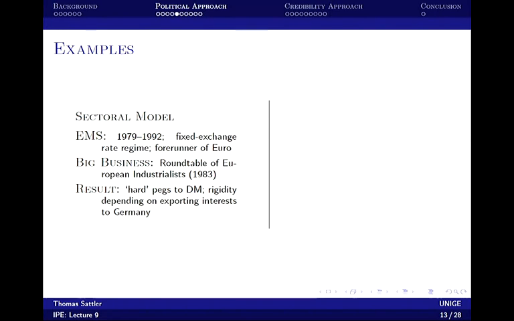We're going to see really hard pegs to the German mark in those countries that had big exporting interests to Germany. So that's Denmark, that's Belgium, and that's the Netherlands. They were those who kept that system most stable, right? They didn't devalue at all. Then we had the intermediate countries like France, for instance, or Ireland. They were committed to this fixed exchange rate, but not too much, because they did not export so much to Germany. And then there were the others who export very little to Germany, or much less, and especially the southern European countries, and they were the ones that ran into trouble most often in this system. So that's a sectoral story. We have exporters who push for monetary integration.